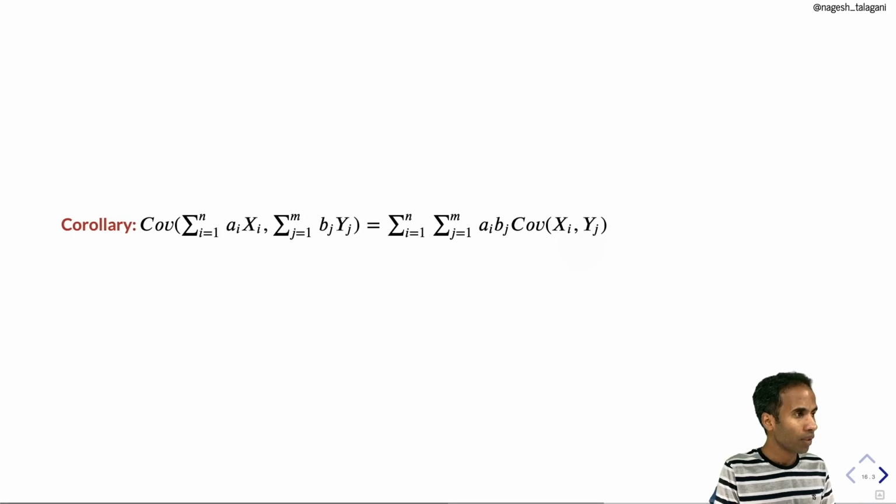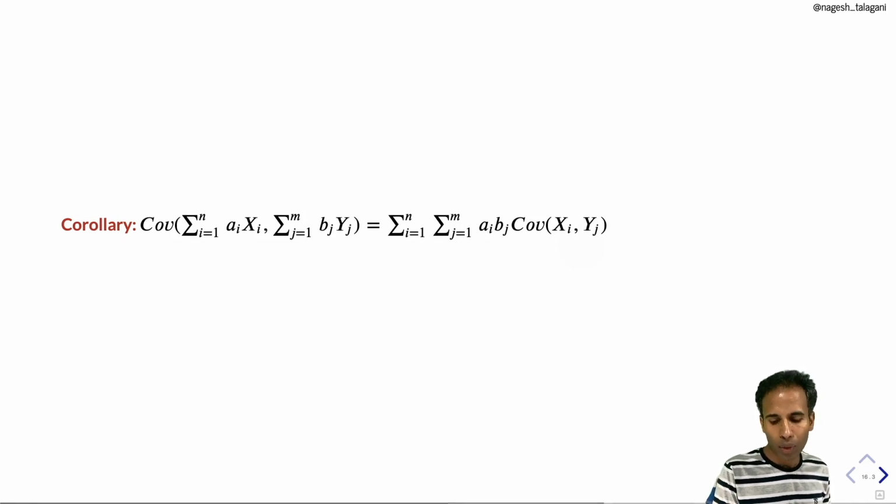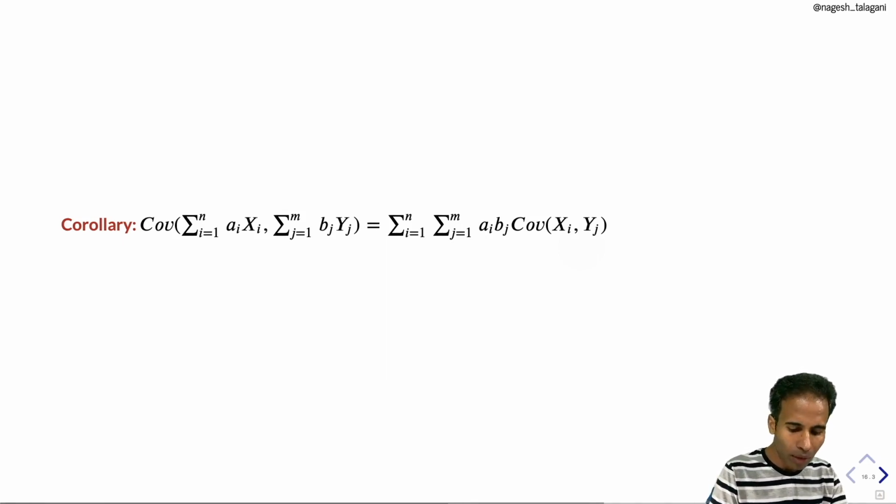Next, corollary. Covariance of summation i equal to 1 to n ai xi comma summation j equal to 1 to m bj yj is going to be the double summation of ai bj covariance of xi yj. Here the first summation runs over the first index i from 1 to n, and the second summation runs over the second index j from 1 to m. This directly follows from the above theorem.